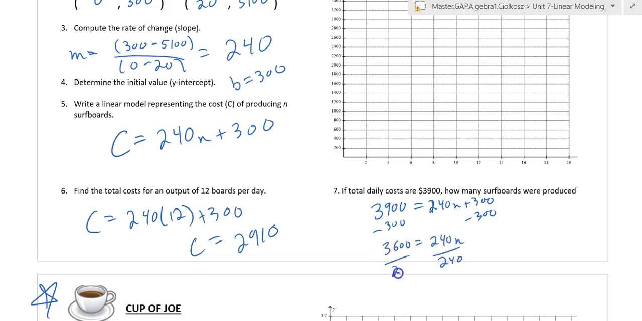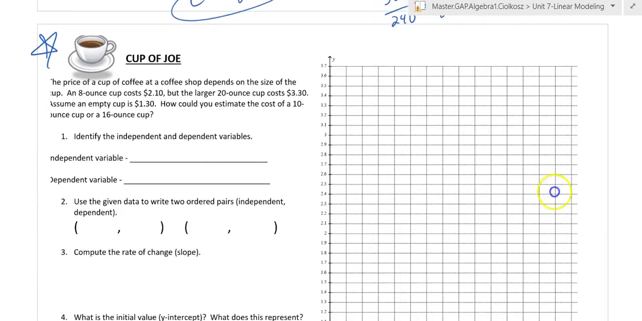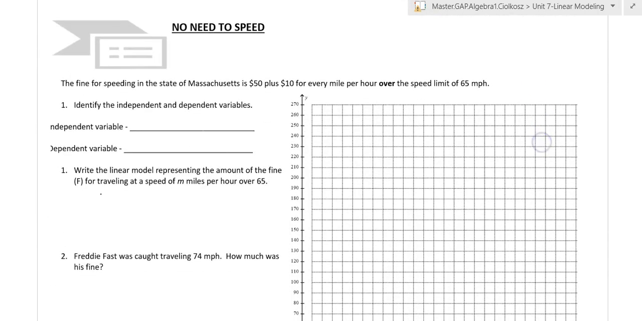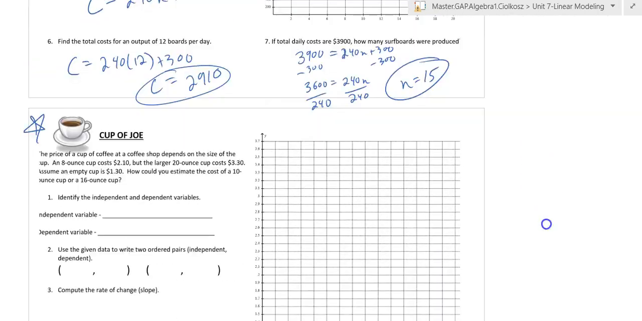Dividing. So this would be 15 surfboards. At this point, go ahead and complete the rest of these practice problems. Again, don't worry about the graph.